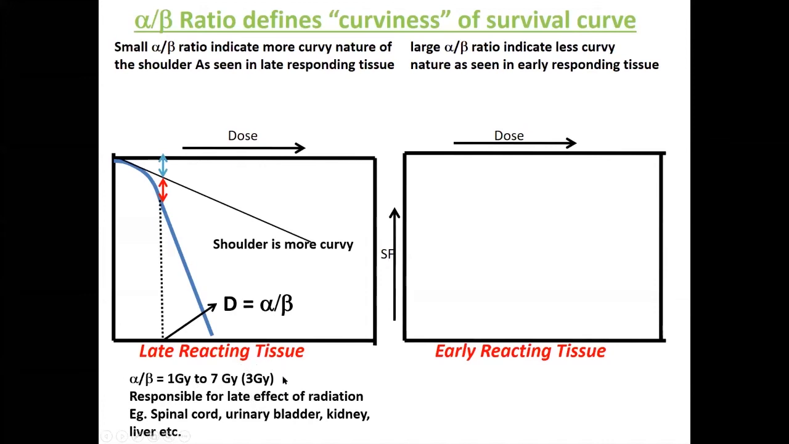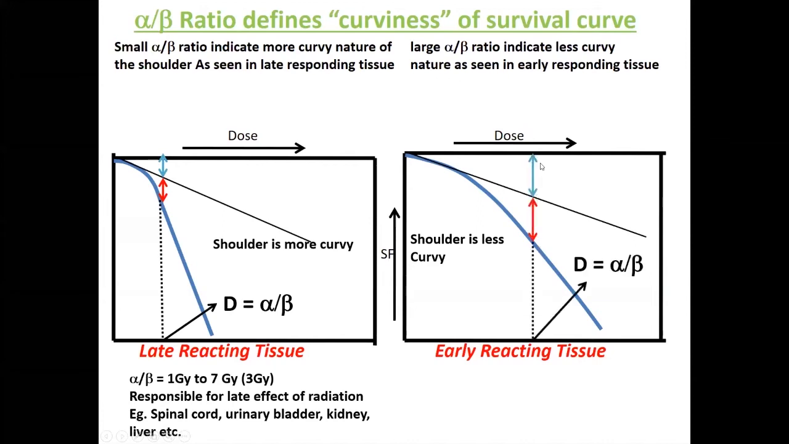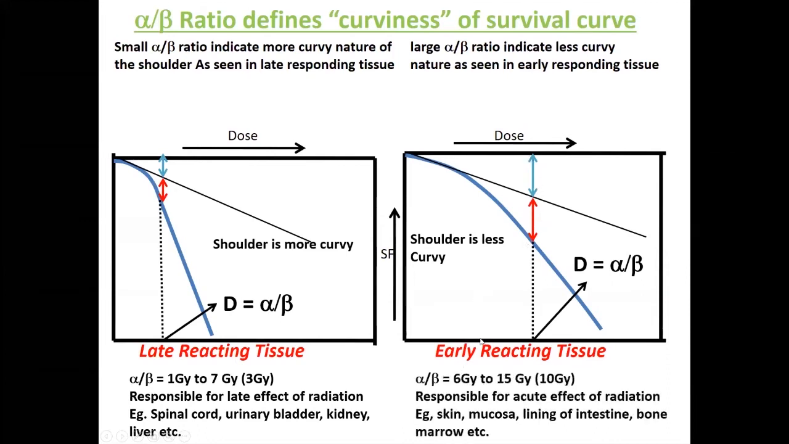Now, if you concentrate on the right panel, it shows the shape of the cell survival curve, and the shoulder is less curvy here. And again, you draw a tangent and try to find out the dose at which two processes of the cell kill become equal. You will appreciate that it is achieved at a higher dose. And that is why the alpha beta ratio for early reacting tissue is higher. It ranges from 6 gray to 15 gray, and we take an average of 10 gray.